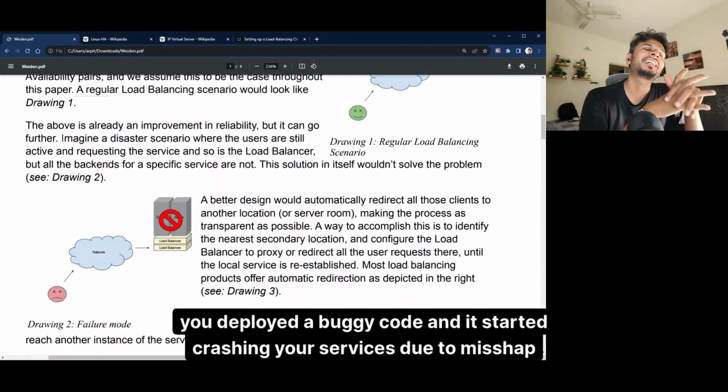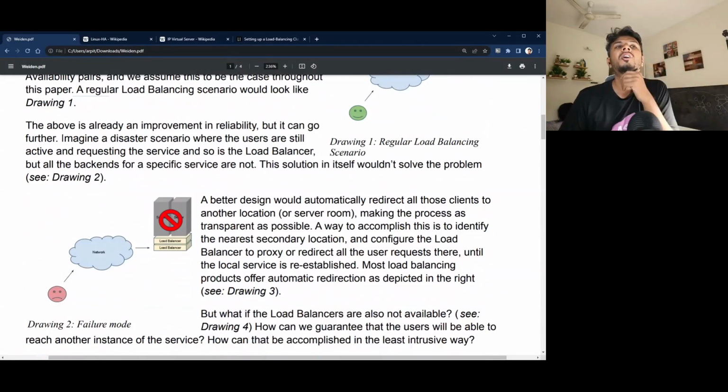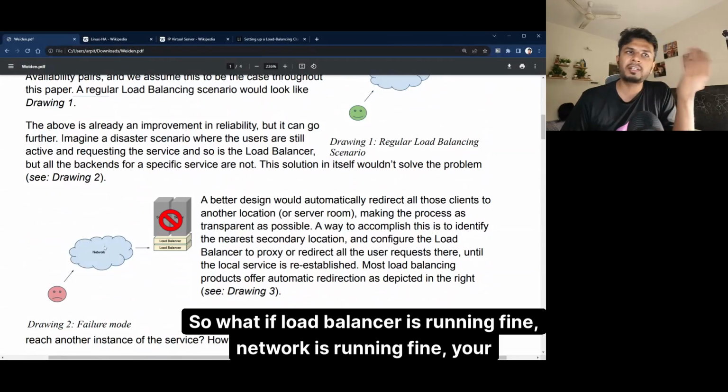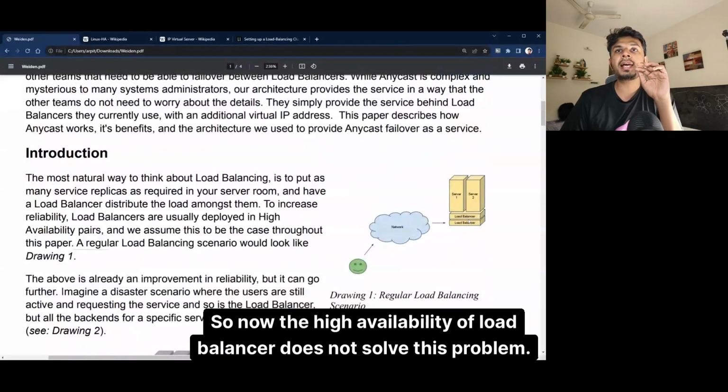is Friday evening, let's say you deployed buggy code and it somehow started crashing your services due to a mishap: configuration, wrong code, null pointer exception, this and that, right? So what if the load balancer is running fine, network is running fine, your infrastructure is running fine, but your backend services are not? So now the high availability of the load balancer does not solve this problem.